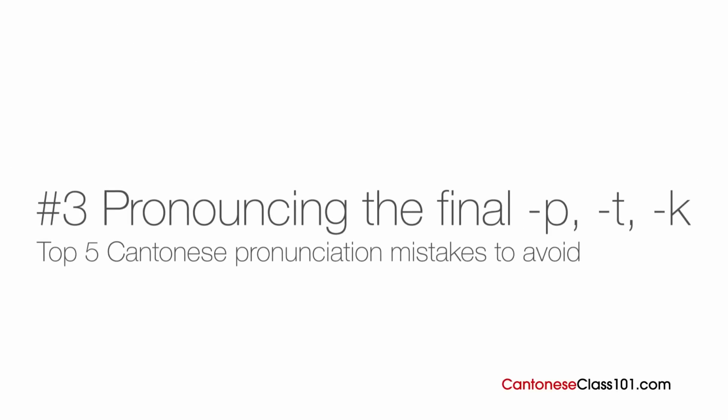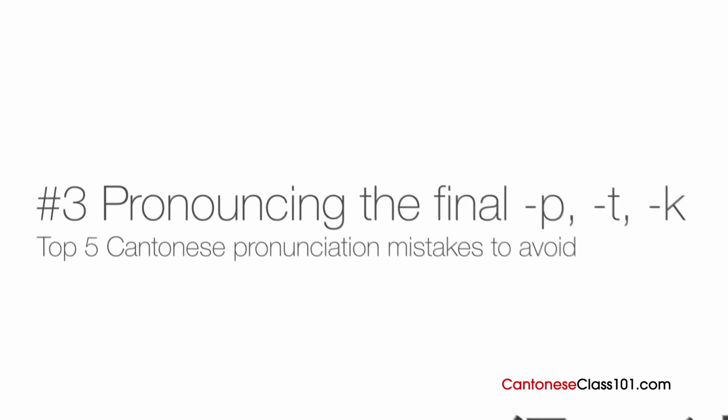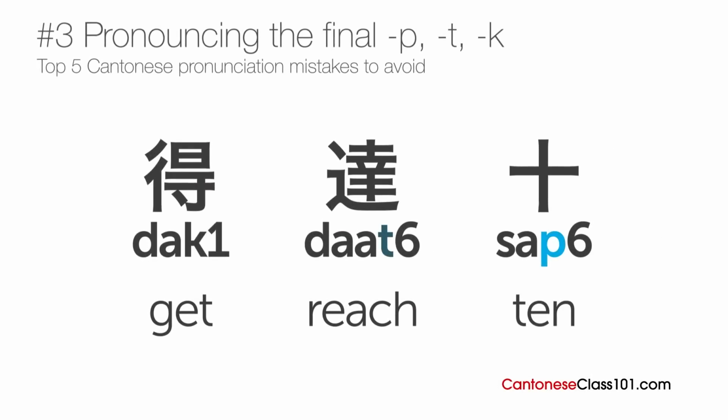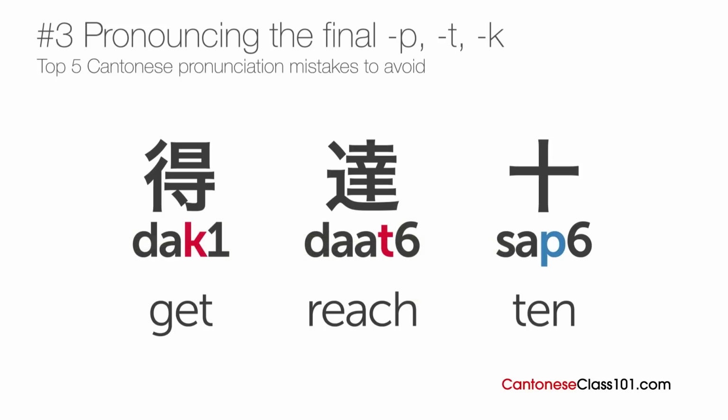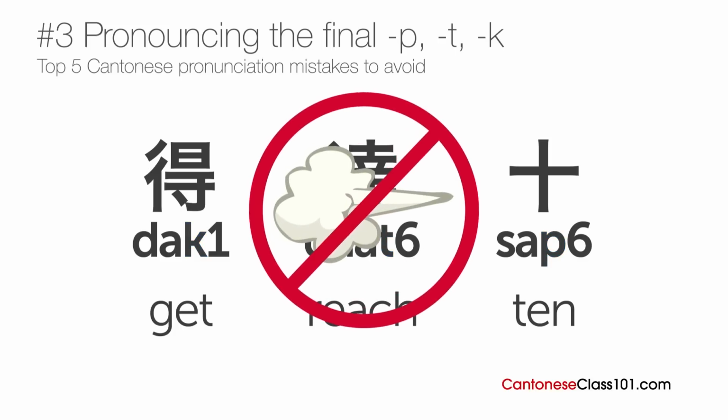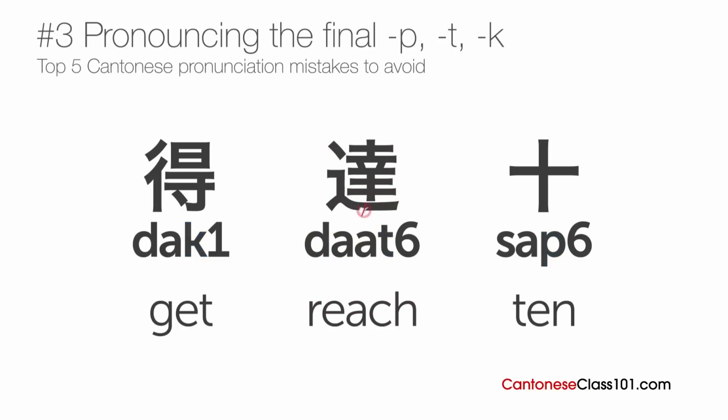Number 3. Pronouncing the final P, T, and K. Some Cantonese words end in a P, T, or K. Most English speakers pronounce the final P, T, and K like in English, releasing a strong burst of air. This is incorrect. The final P, T, and K are unreleased in Cantonese. This means that you must not release a burst of air when pronouncing this sound. It's as though you're cutting the sound off. Listen to Teddy. 得達十 We'll take an in-depth look at final stops in Lesson 7.